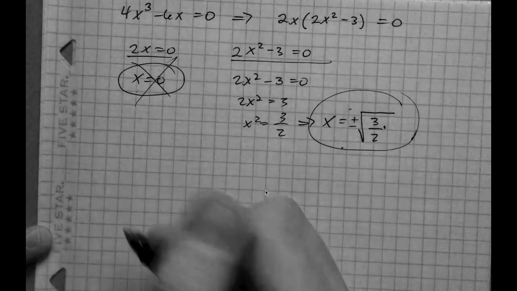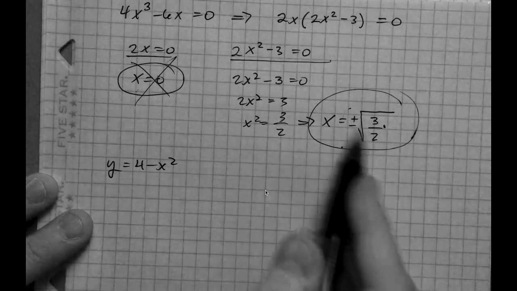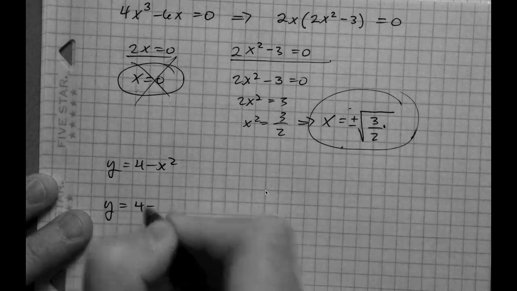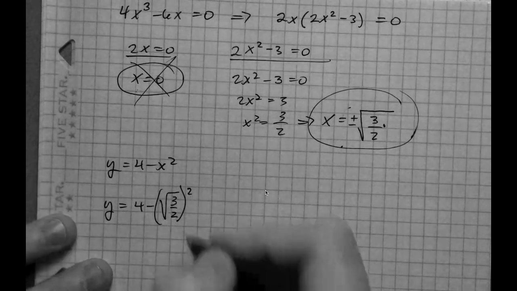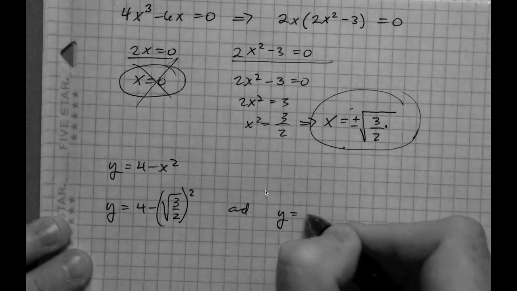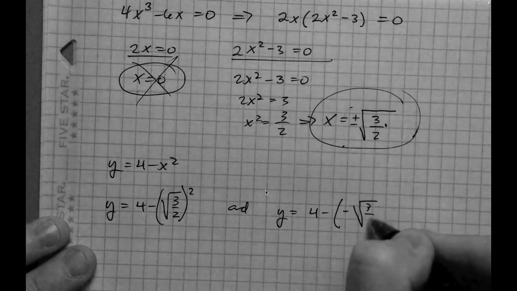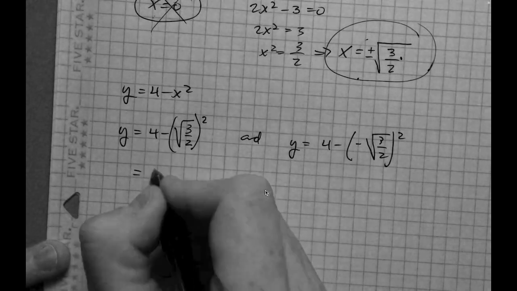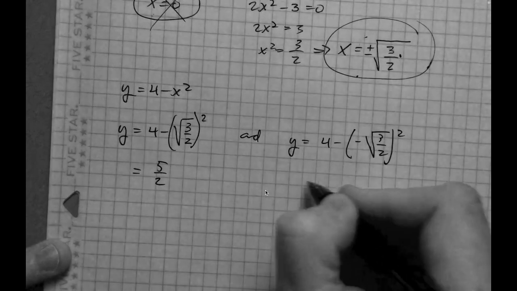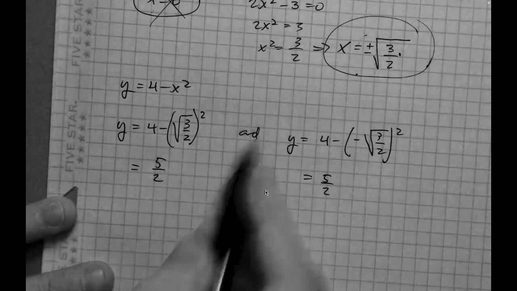And so that's just a simple matter of plugging them into the formula. So if y equals 4 minus x squared, then we can plug each of these in. So y would be 4 minus square root of 3 over 2 squared, and y equals 4 minus negative square root of 3 over 2 squared. In both cases, you're going to get 5 halves. Okay, in both cases. Excellent. You can do that work on your own.